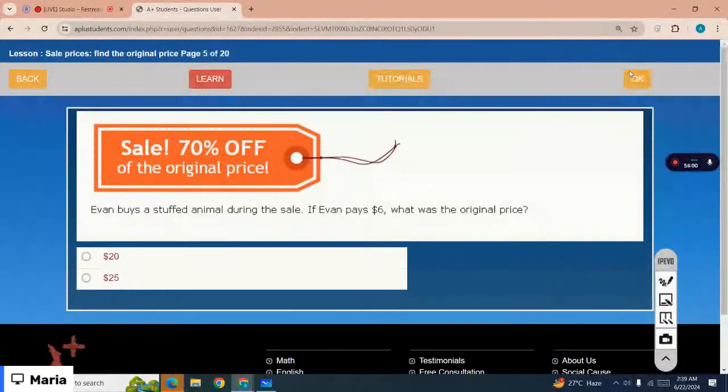Even buys a stuffed animal during the sale. If Even pays $6, what was the original price? That was on the 70% off. So, which is the correct option? Is $20.